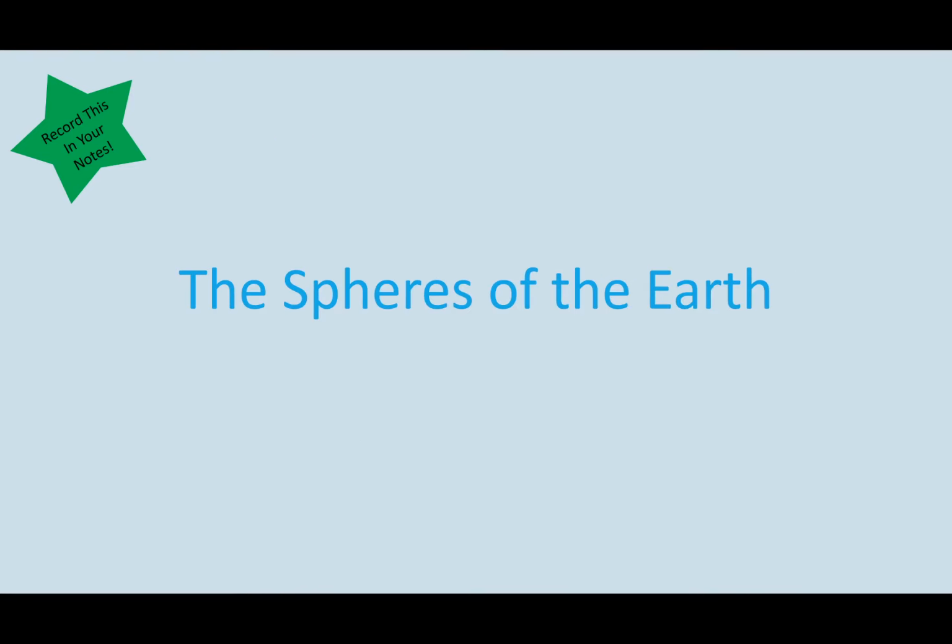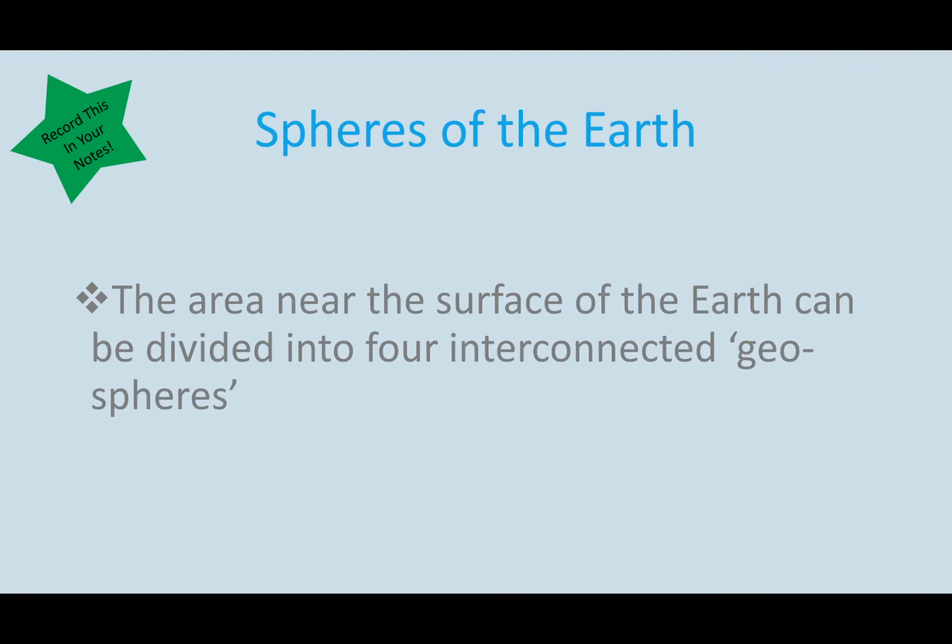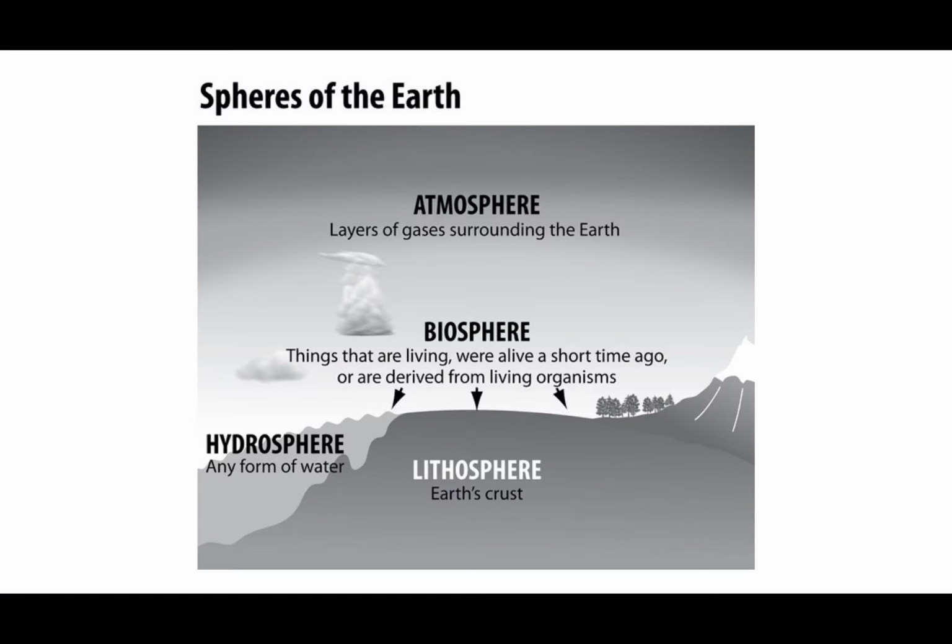So we talked a bit about the different categories or the structure of things in biology, going from cells up to biospheres. We're going to look at the biospheres of the Earth. The area near the surface of the Earth can be divided into 4 interconnected geospheres. Again, it's just an organization of different things, and we're going to look at 4 of them.